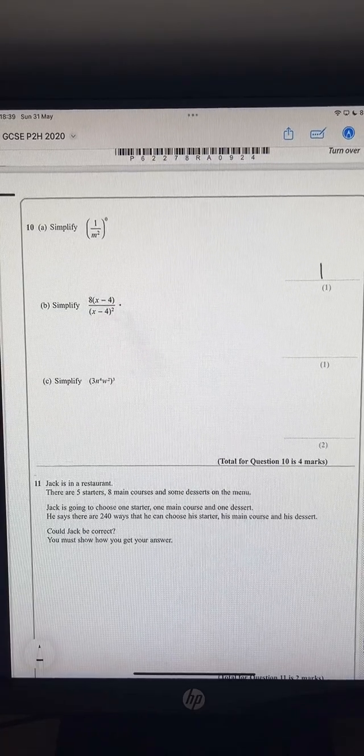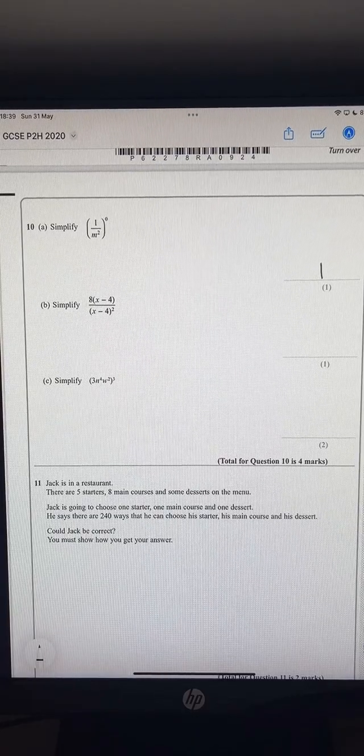Simplify 8 times x minus 4 divided by x minus 4 whole squared. Exactly, it is 1. So here you can see that you're just multiplying stuff on the top and bottom, which means you can simplify by canceling. So you have an x minus 4 here, and you've got 2 lots of that down here, so you just have 1 left.